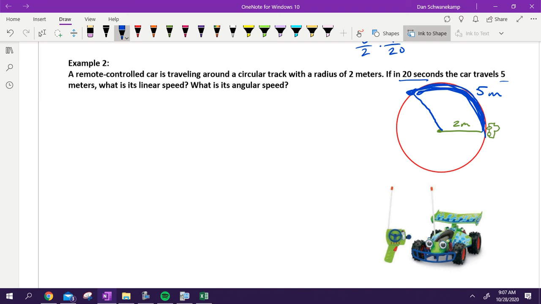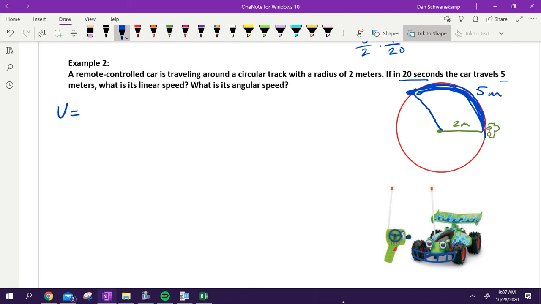Okay? We're doing two things here. We're finding linear speed, and then we're going to find angular speed. We're going to find both here. What is the linear speed? So don't overthink linear speed. We know how to find linear speed all day. What is linear speed going to be?